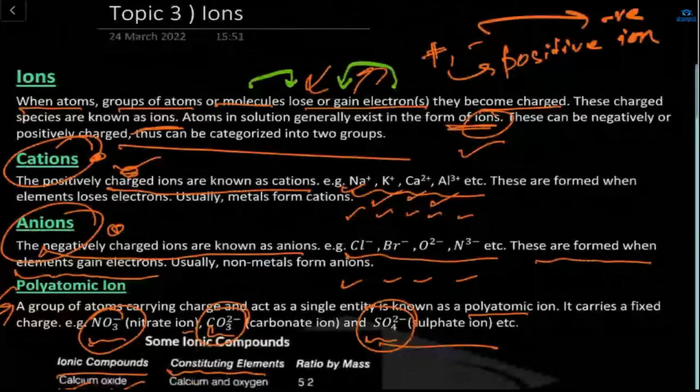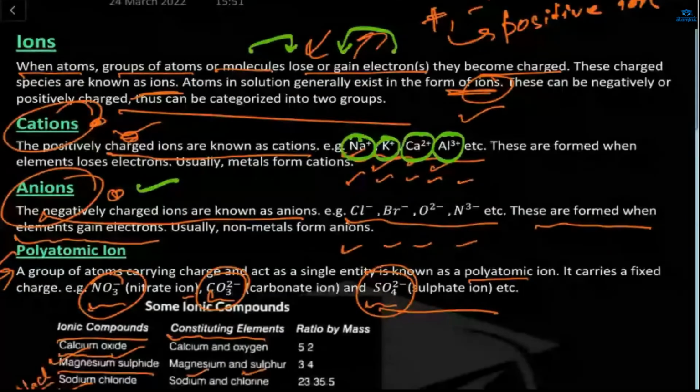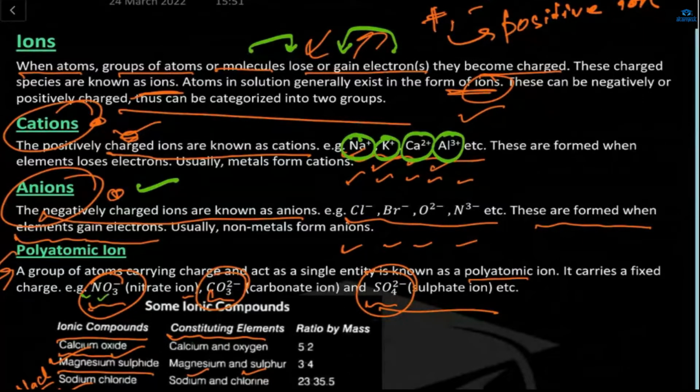This is a single thing, a single entity, a single element only. But in a polyatomic, it's a group. Here nitrogen and oxygen, it's a group of atoms. So that's why it's poly, meaning more than one.